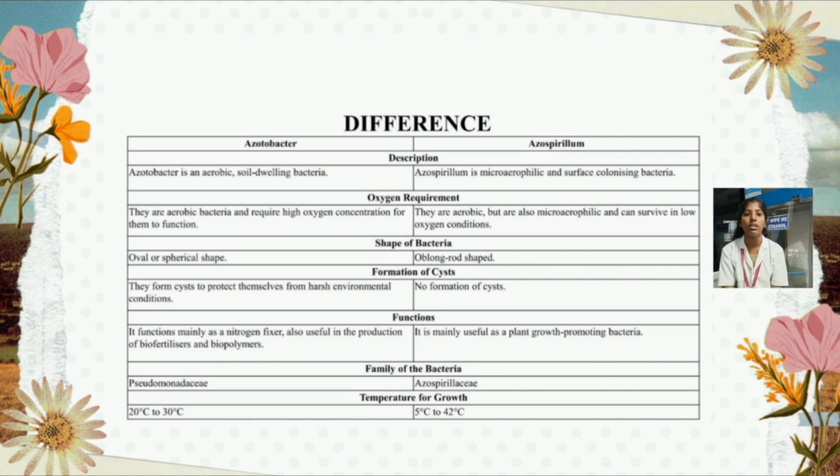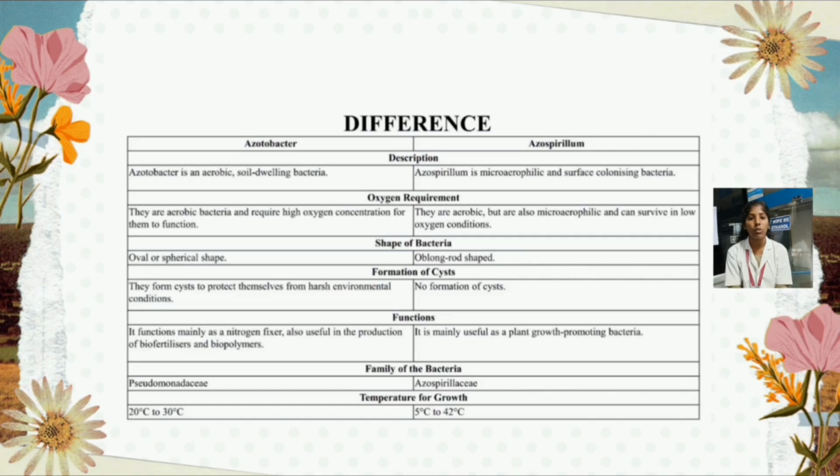Regarding cyst formation, Azotobacter forms cysts to protect itself under harsh environments, but Azospirillum does not form cysts. Talking about their functions, Azotobacter mainly acts as a nitrogen fixer and also helps in producing biofertilizers and biopolymers. And Azospirillum is mainly useful as a plant growth promoting bacterium.